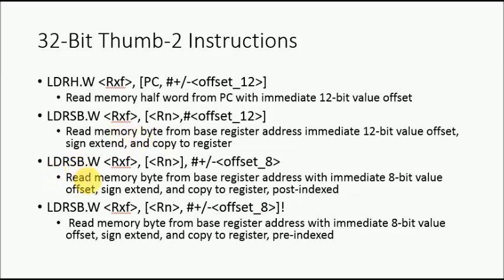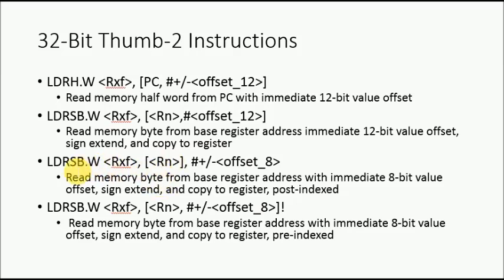How to calculate the physical address? Here the offset is 12-bit. Now here the offset is 8-bit. Here there is no facility given of positive or negative. We only have to add, which means the offset is always positive here. Here the facility is available that we can add that offset using a plus sign, or we can subtract it from the Rn. So the only change is how to calculate the physical address here. Here also only one byte is transferred from the memory to the register.